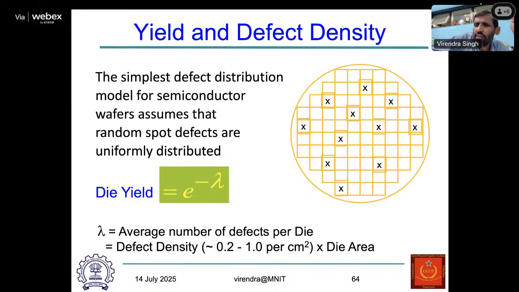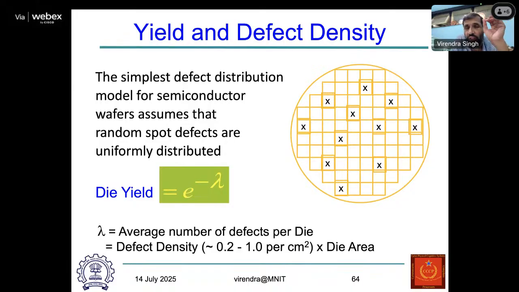Maybe a single wafer can have, say, die size... maybe 400, 500 to thousands of dies. Now the yield of this is modeled as e raised to the power minus lambda, where lambda is the number of defects that we can get per die.